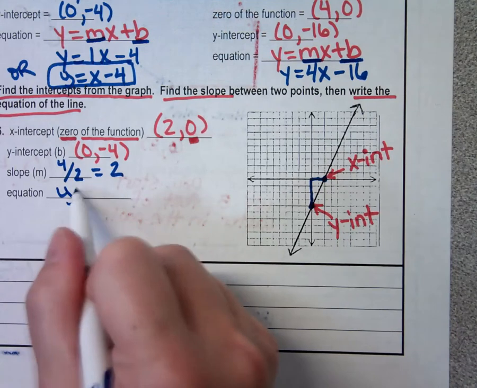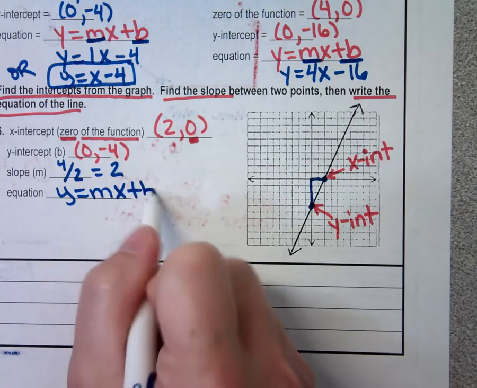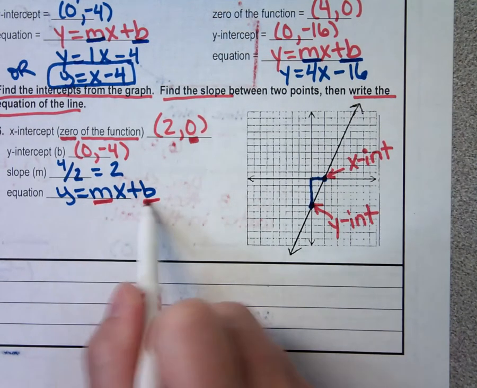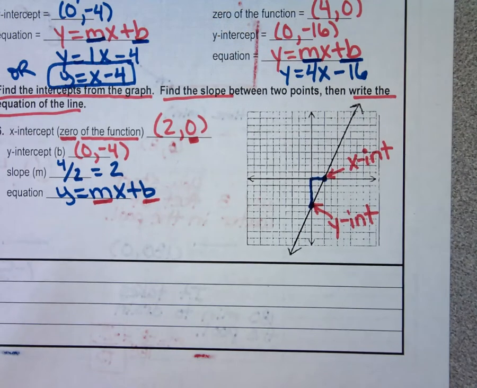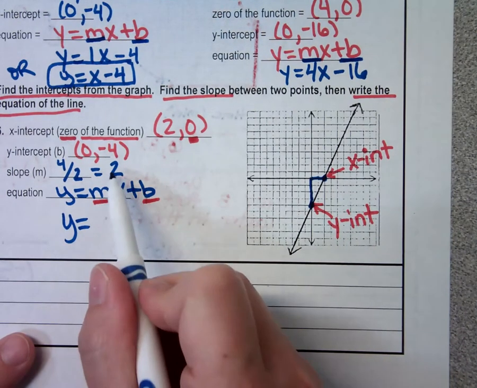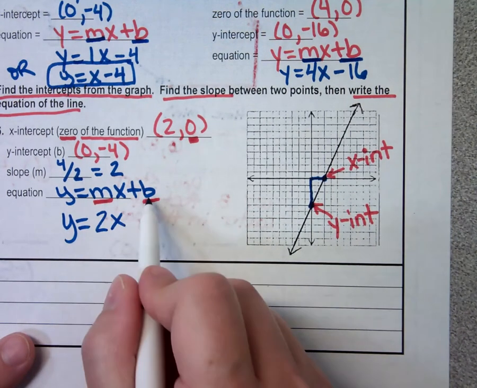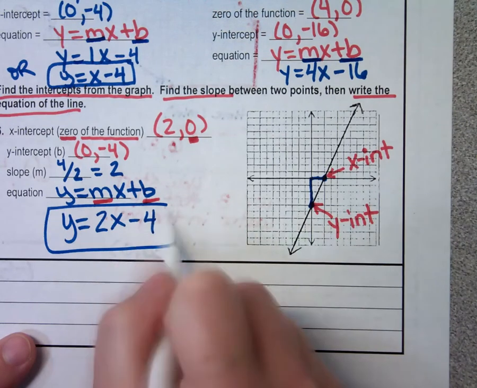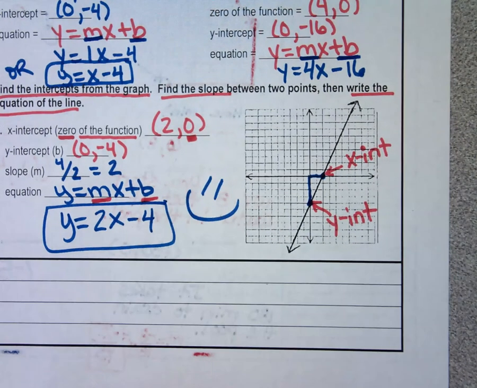Okay, and if I want to write my equation, I'm going to put it in slope-intercept form. Remember, I only need to know two things, my slope and my y-intercept. Do we know those two things? Yes, we do. So what do you think the equation would look like? y equals, what's the slope? 2. 2x. What's the y-intercept? Negative 4. So minus 4. There she is. Smiley face. Done. Sorry so long.